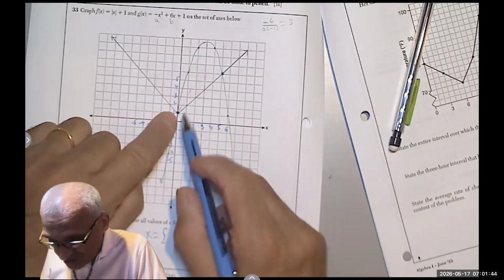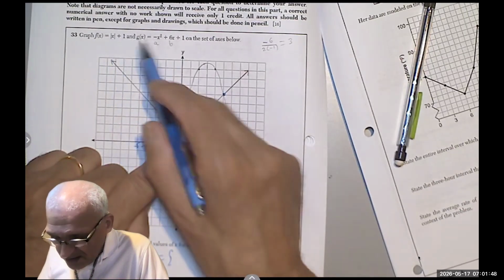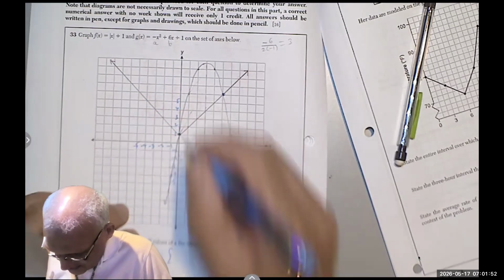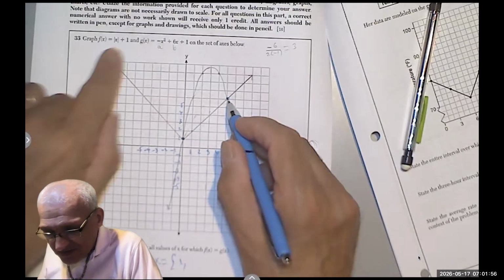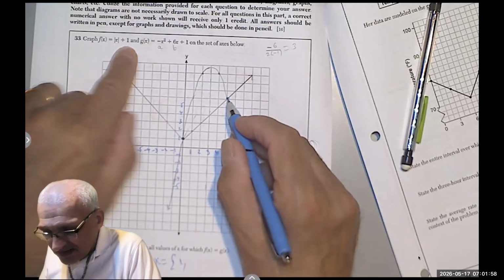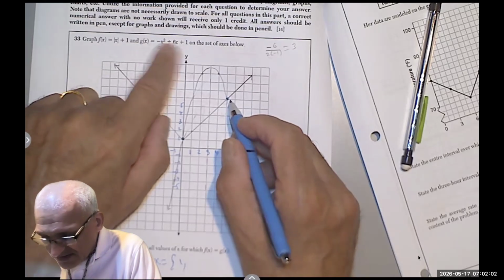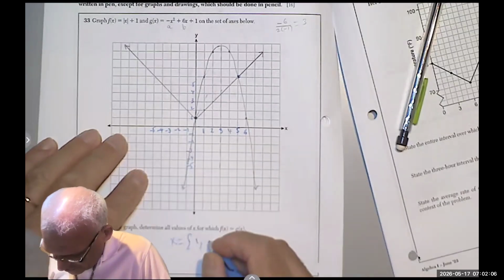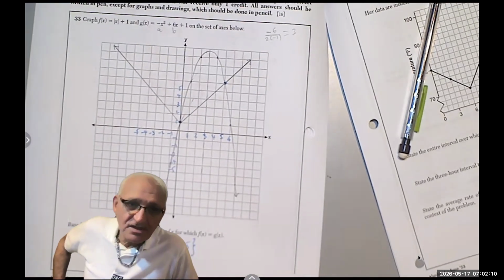So you can write x equals, the points are x equals 0, because if you say f of 0 equals 0 plus 1, g of 0 is 0 plus 0 plus 1. So you get 1. And then at x equals 5, this would be 5 plus 1 is 6. This would be -25 plus 30, that's 5, plus 1, that's 6. So 1 and 5. These are the 2 points.